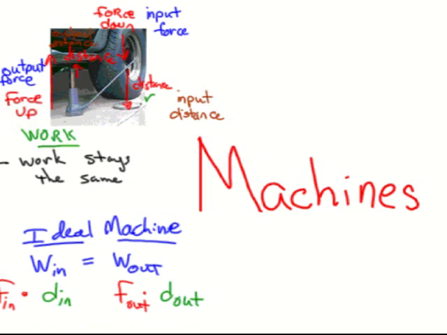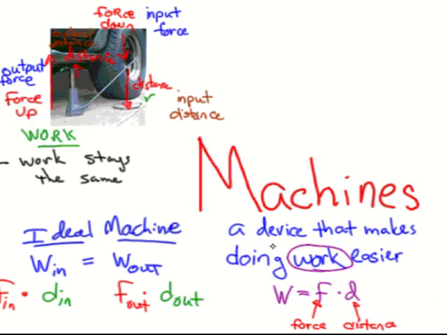To learn more about ideal machines and the ideal machine law, you can look forward to another video where we go further and talk about this topic. In review, remember, machines are a type of device that makes doing work easier. It doesn't change the amount of work, it only makes it easier for people to move objects.